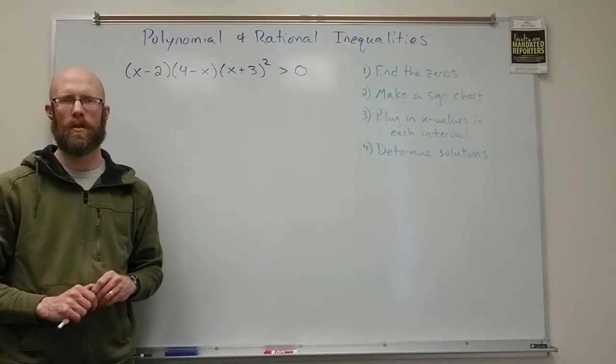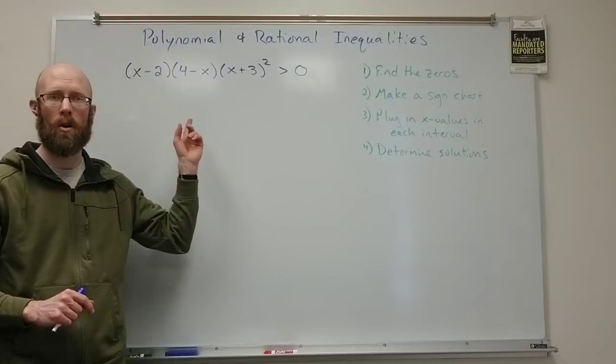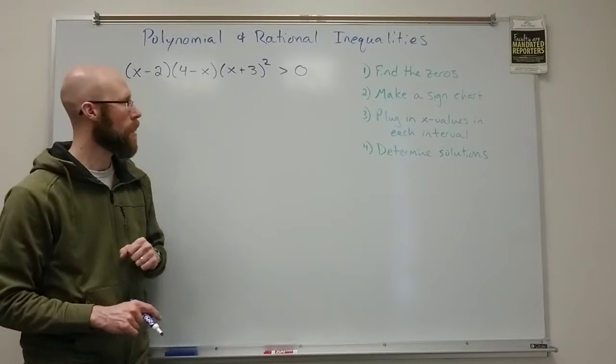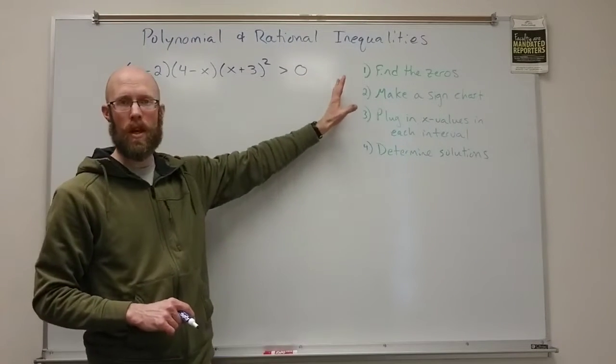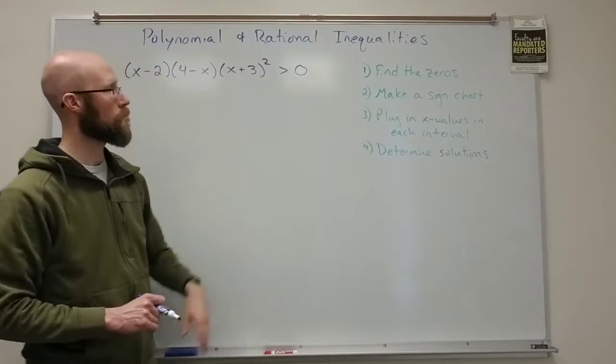And so here is another example of a polynomial inequality. This one's kind of nice because it's already in factored form. But again, the same main steps are necessary for solving, okay? First, we're going to find the zeros.